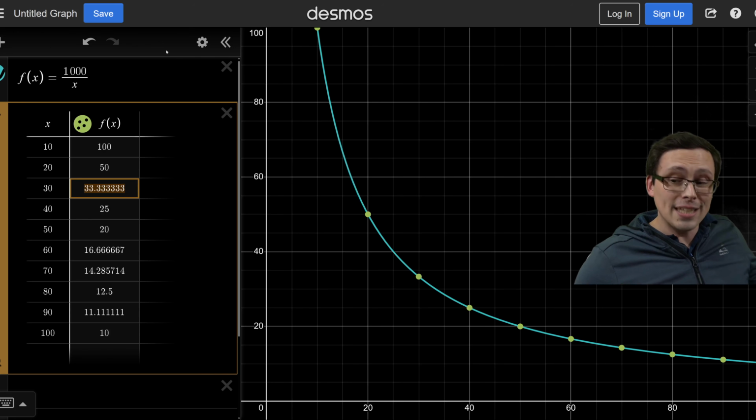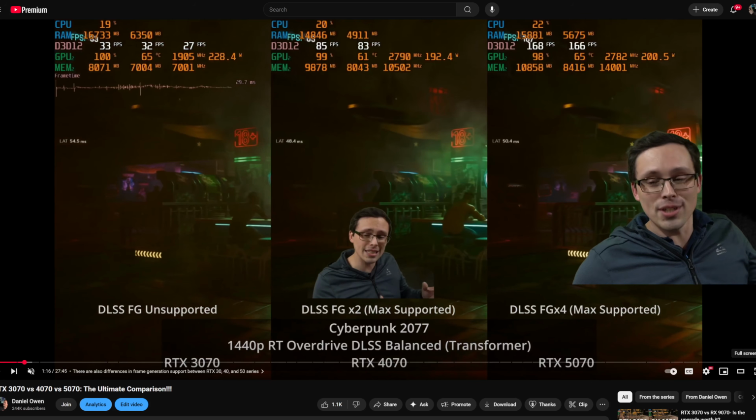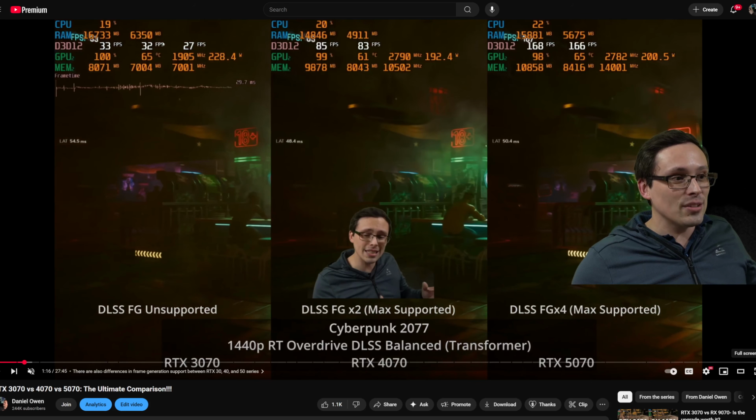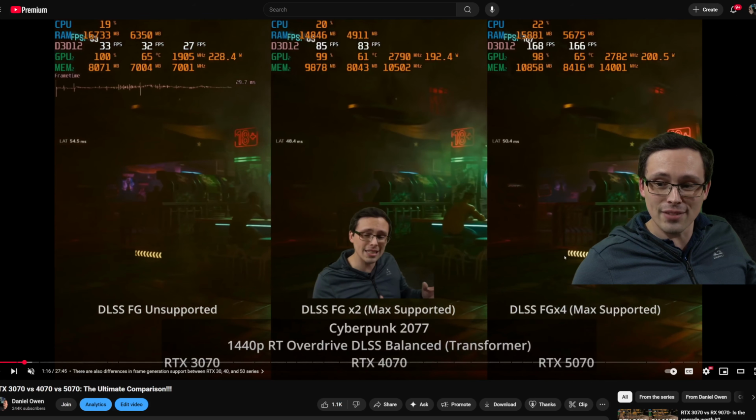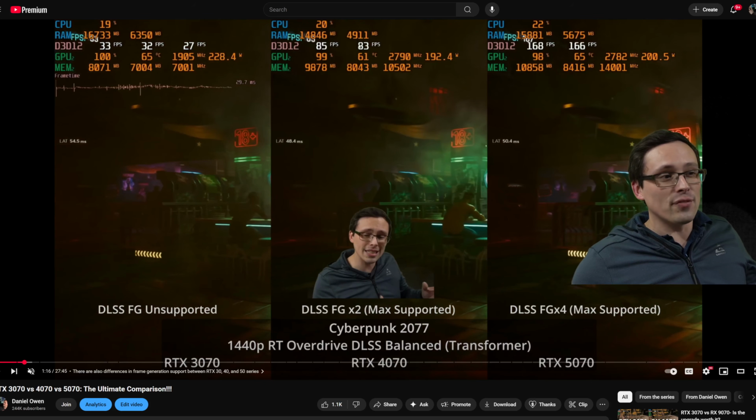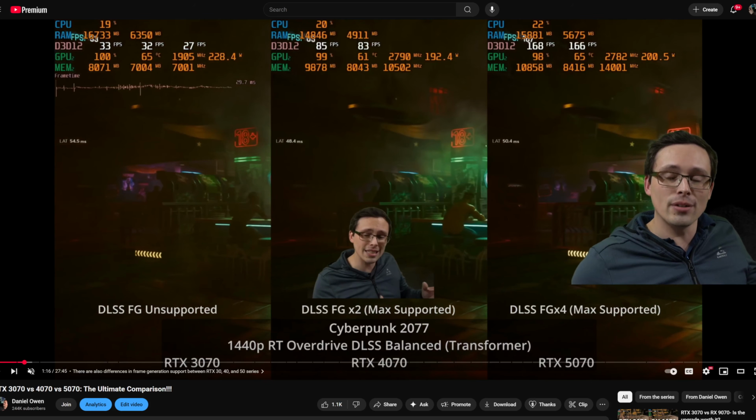But also, when you introduce frame generation into the mix, things get really confusing, because that means you can increase your frame rates a lot while either not increasing or barely increasing your responsiveness. So notice that here, when I'm looking at the 4070 running frame generation times 2 and the 5070 running frame generation times 4, both of them are essentially at 50 milliseconds of latency, but the frame rates are like 83, 166, etc.